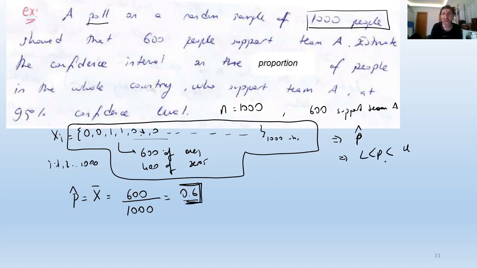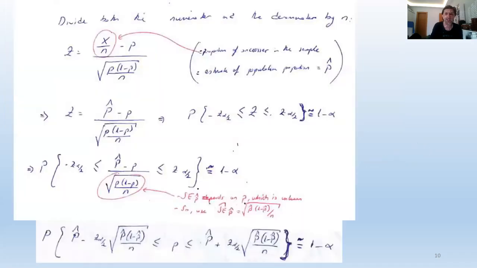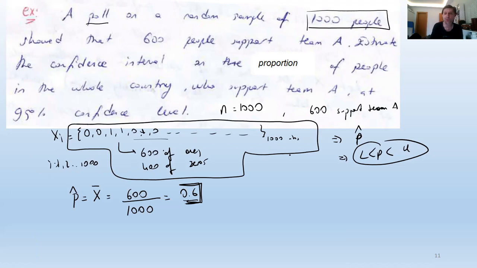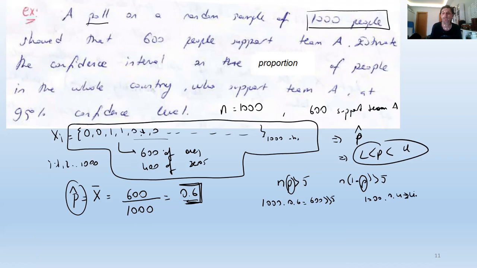Now the next question is, can we find these lower and upper values? It's very easy. We are just going to use these very simple upper and lower limits. But in order to use them, first we should check whether we are justified in using this. So np should be greater than 5, and n times 1 minus p should be greater than 5. Note that here it says p, the probability of success, although what we have is p hat, so we use this p hat value, the best that we can do. So 1,000 times 0.6 is equal to 600, much greater than 5. And 1,000 times 0.4 is equal to 400, much greater than 5. Therefore, the normal approximation is justified.